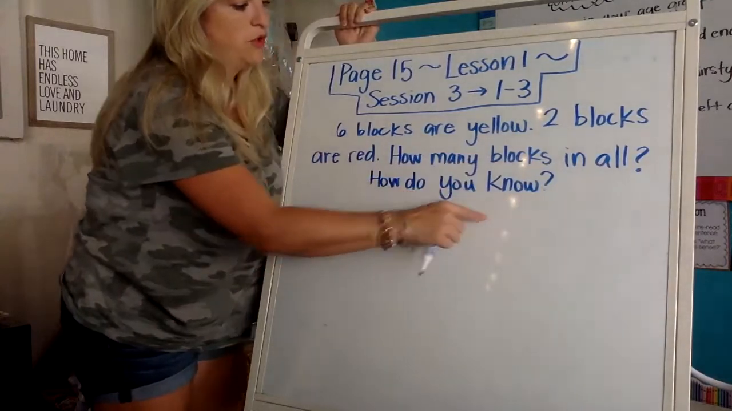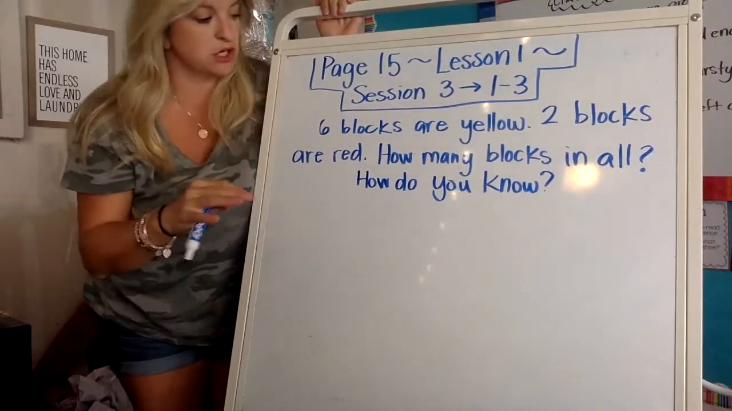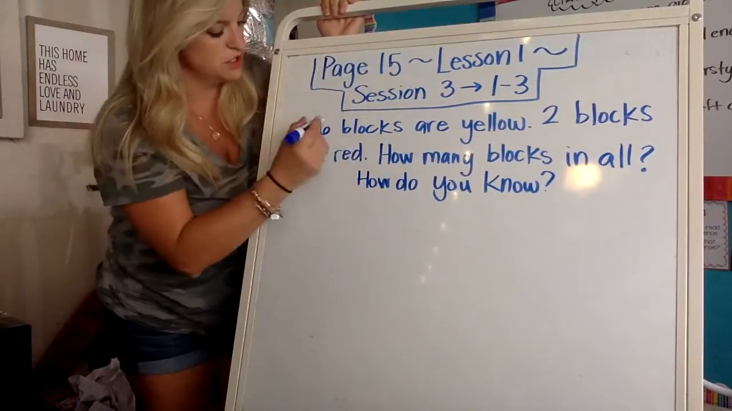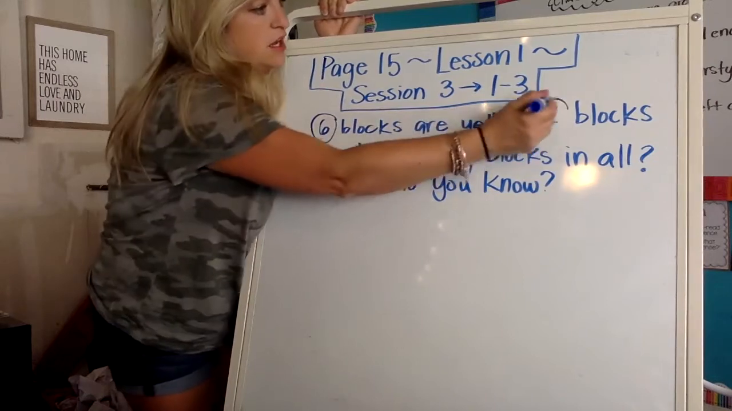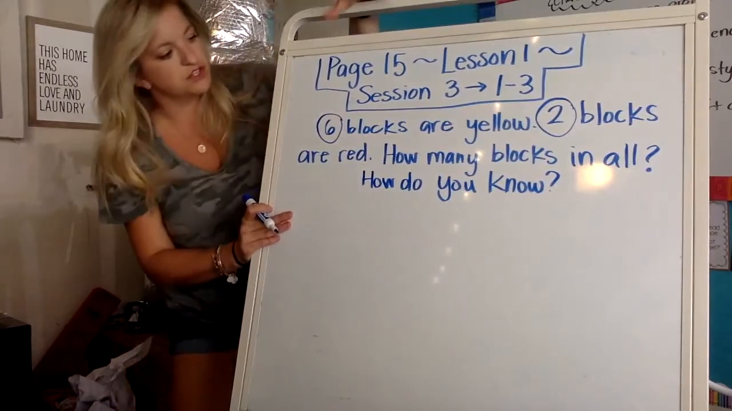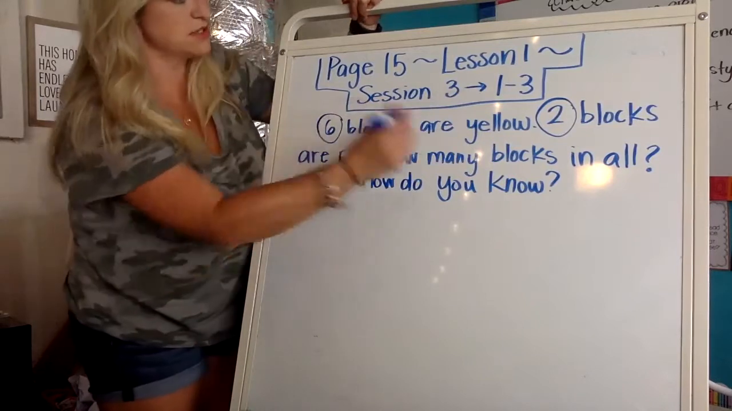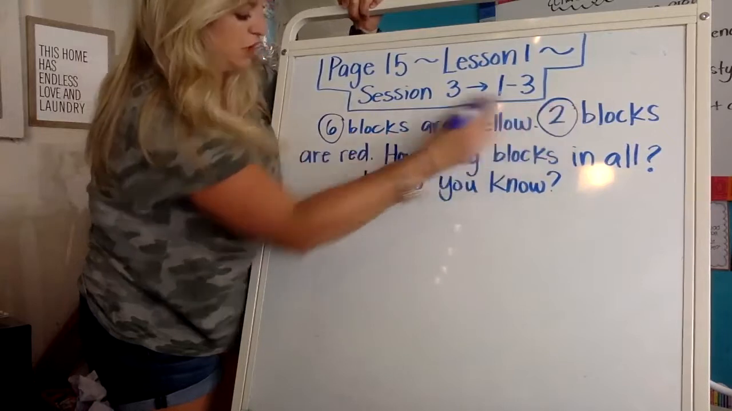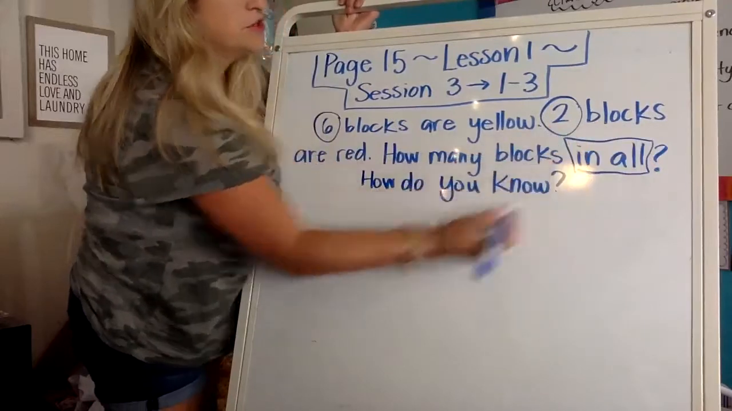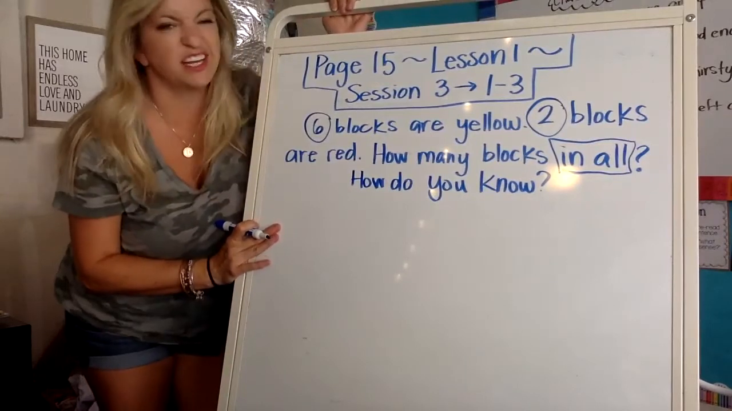How do you know? One of the first things you need to do is circle the numbers. I'm going to go through and circle the numbers. Here's 6 and 2. Now I need to look for, what do I need to know? I've circled my numbers, I have all these other words. What are they asking me to do with 6 and 2? 6 blocks are yellow, 2 blocks are red. How many blocks in all? So I put a nice little rectangle around that, and that just tells me I need to add them.